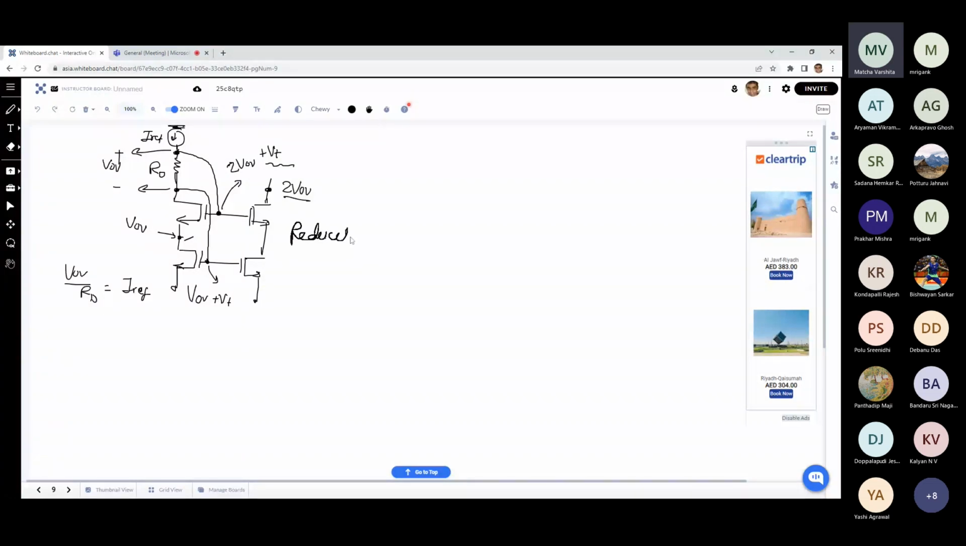Reduced swing is not a very good nomenclature. Actually, the swing is improving. Generally, in literature, you will see they call it reduced swing cascode. But the actual thing is that your overall output swing, or the minimum output value that is applicable, is improving, because you can now go all the way to 2V overdrive, which can be much lower than 2V overdrive plus VT. Is that clear to all of you?